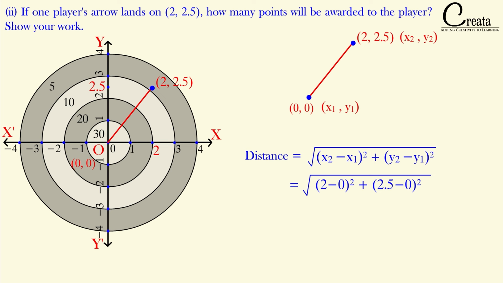Moving further, let's put in the values. On solving, we got the distance as root of 10.25. It means it is slightly above 3 units. 3 squared is 9, and this is root of 10.25, so it is above 3. If you use a calculator, it will be something around 3.2, but we will not go into that. We just got that this distance is slightly above 3 units, or more than 3 units. So it lies in the 5-point zone. That is the answer. The player will get 5 points. We are done with part 2.